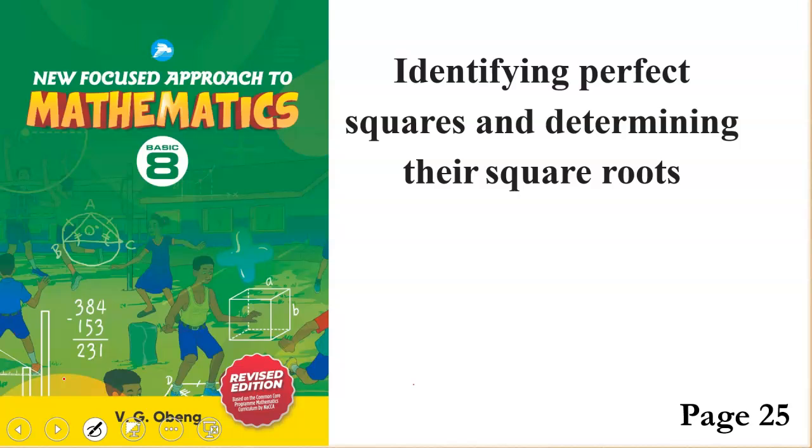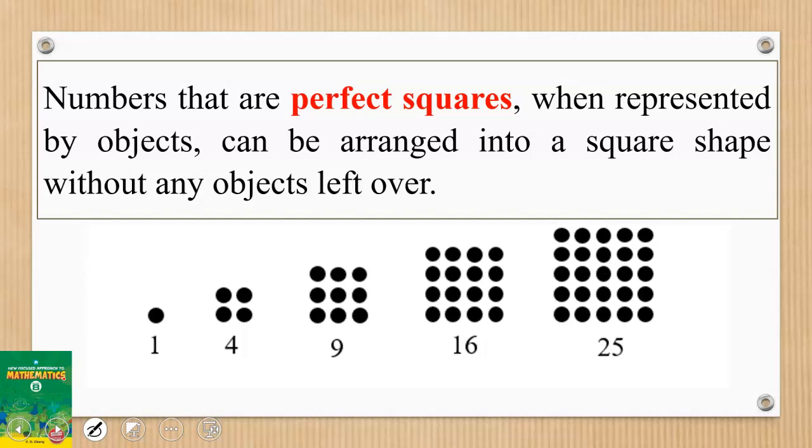Now, I want to identify perfect squares and determine their square roots. What is a perfect square in the first place? Numbers that are perfect squares, when represented by objects, can be arranged in a square shape without any objects left over. Okay, what it means is that, let me ignore one for the moment.